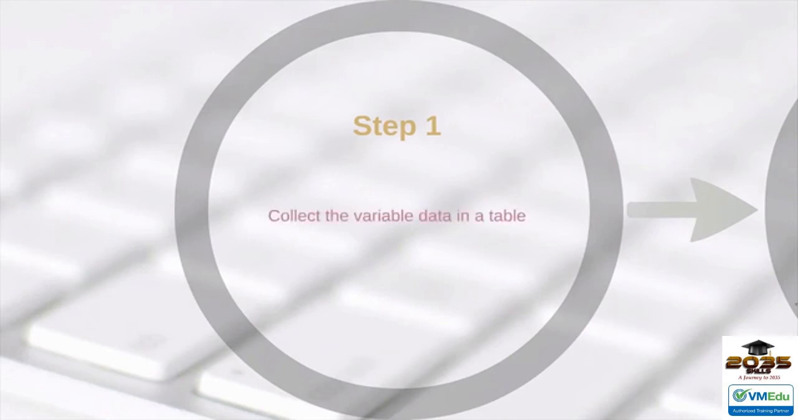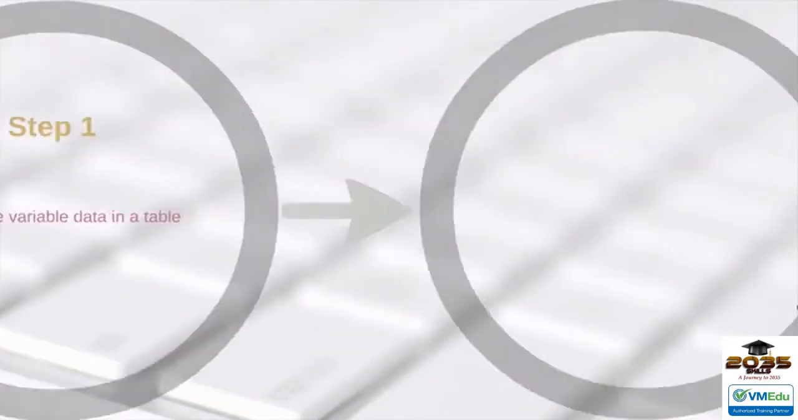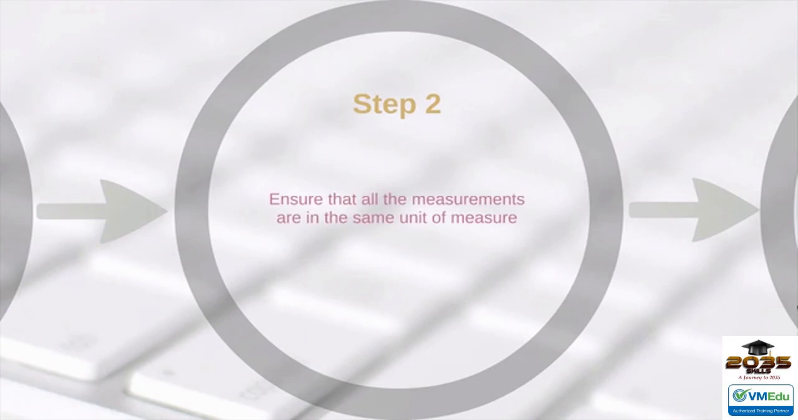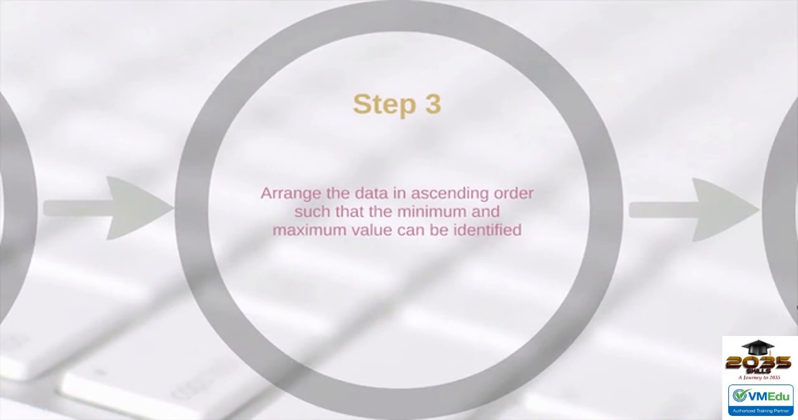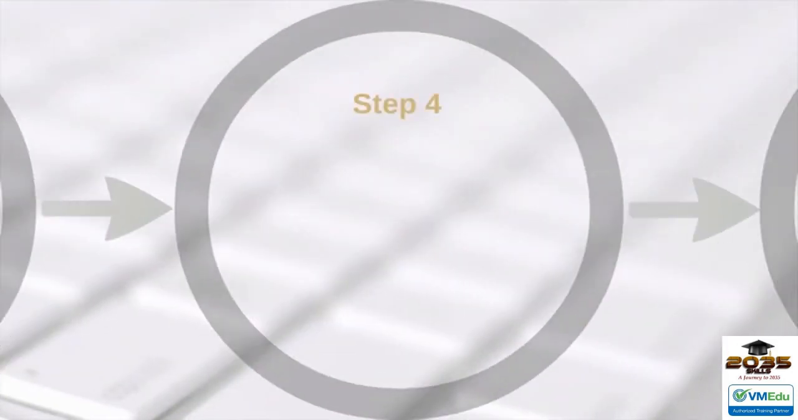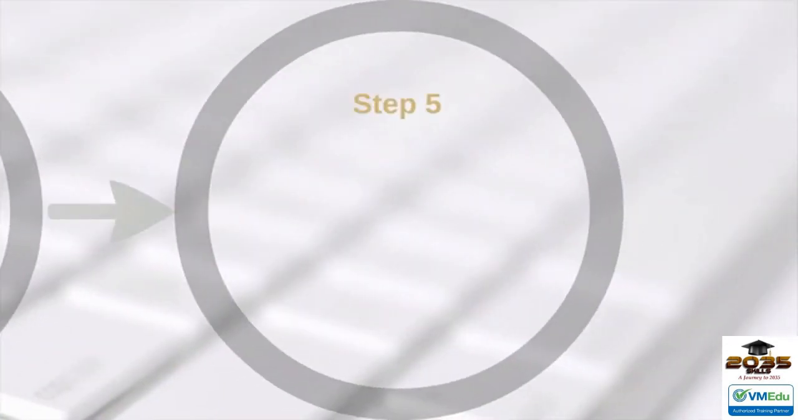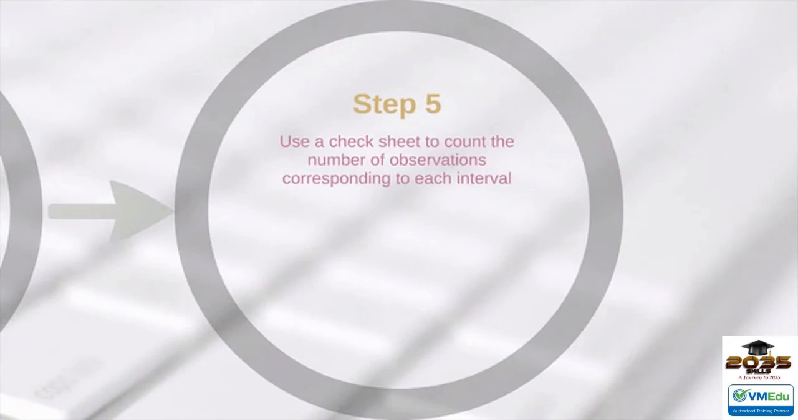The first step is to collect the variable data in a table. The next step is to ensure that all the measurements are in the same unit of measure. The third step is to arrange the data in ascending order, such that the minimum and maximum value can be identified. The fourth step is to choose some suitable interval length of uniform size. The fifth step is to use a check sheet to count the number of observations corresponding to each interval.